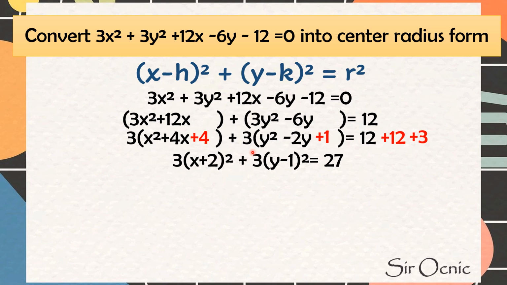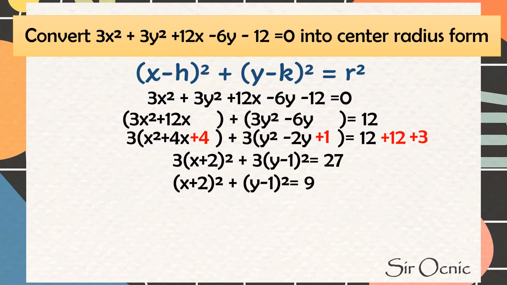Now, the standard form is given by quantity x minus h squared plus y minus k squared is equal to r squared. Since there is no common factor outside, we need to divide the whole equation by 3. So this can be expressed as quantity x plus 2 squared plus quantity y minus 1 squared is equal to 9. That is equal to 27 divided by 3, which is equal to 9.